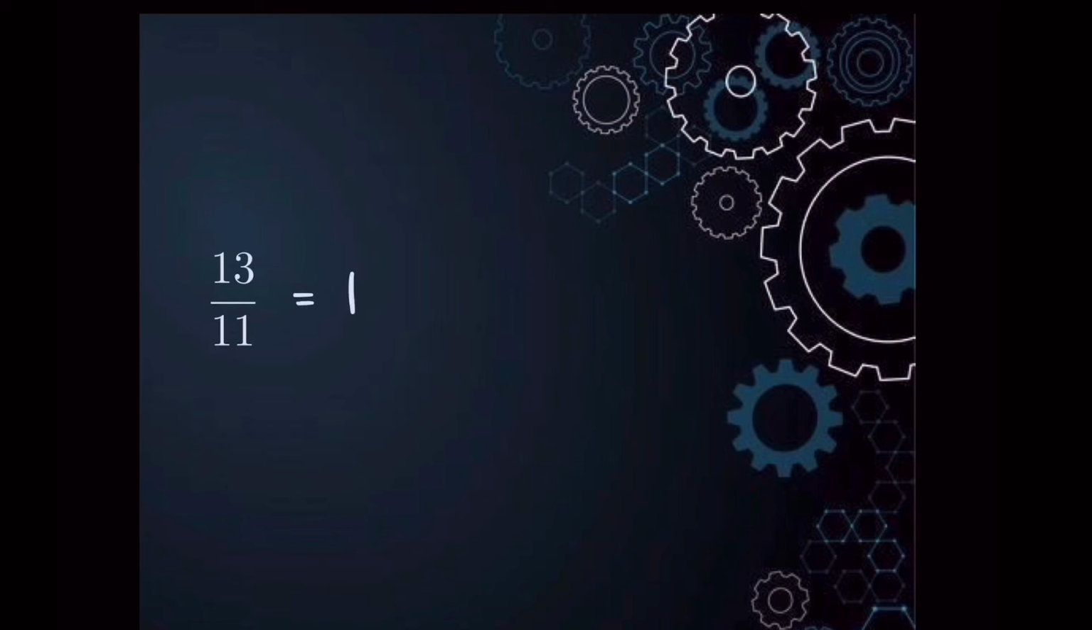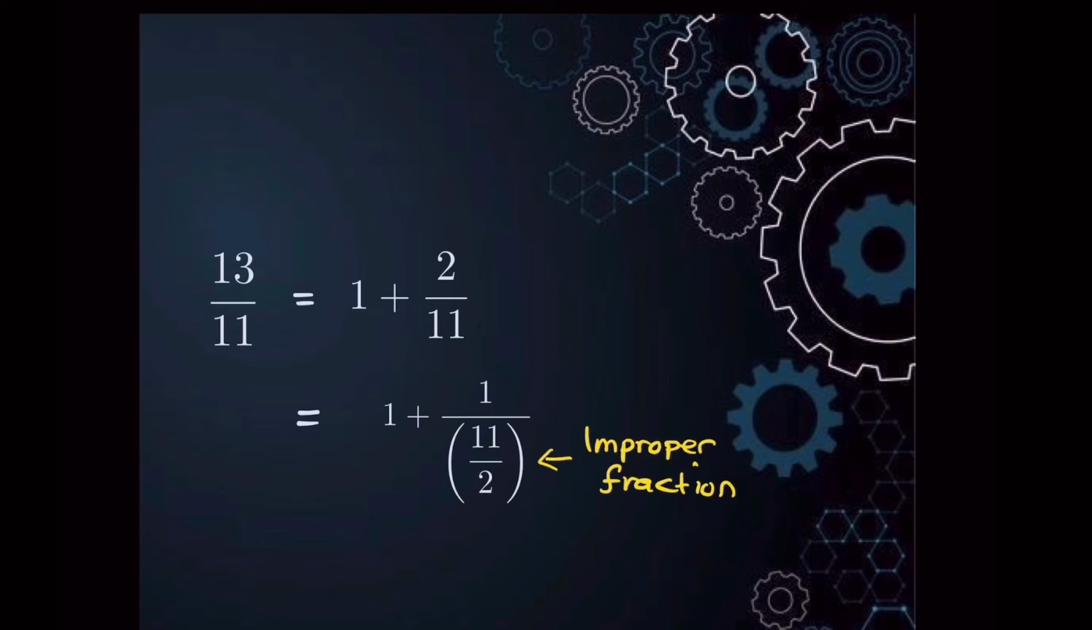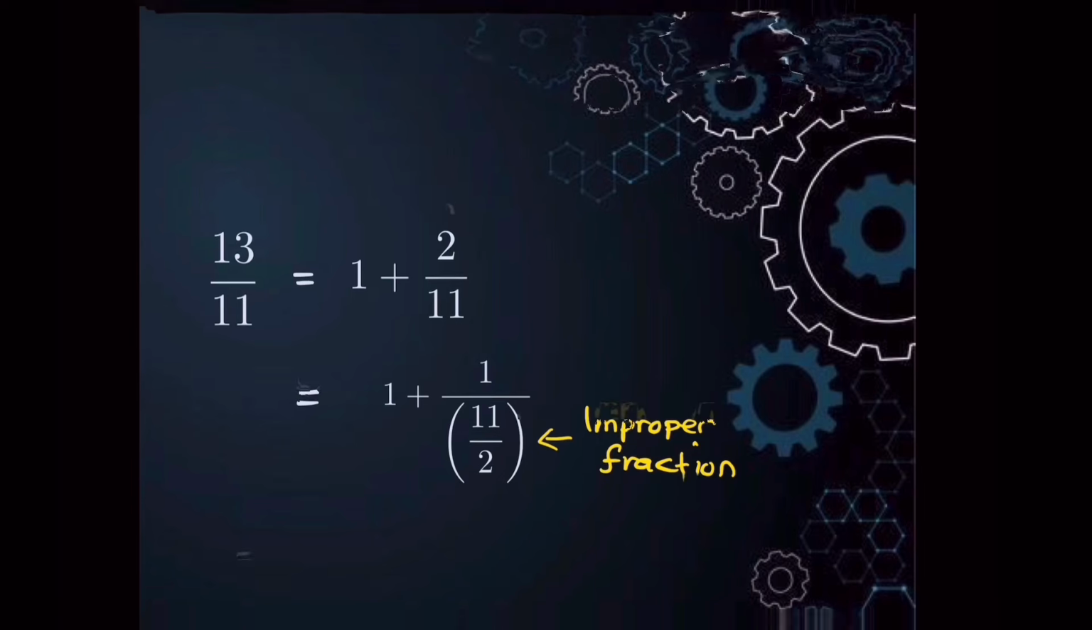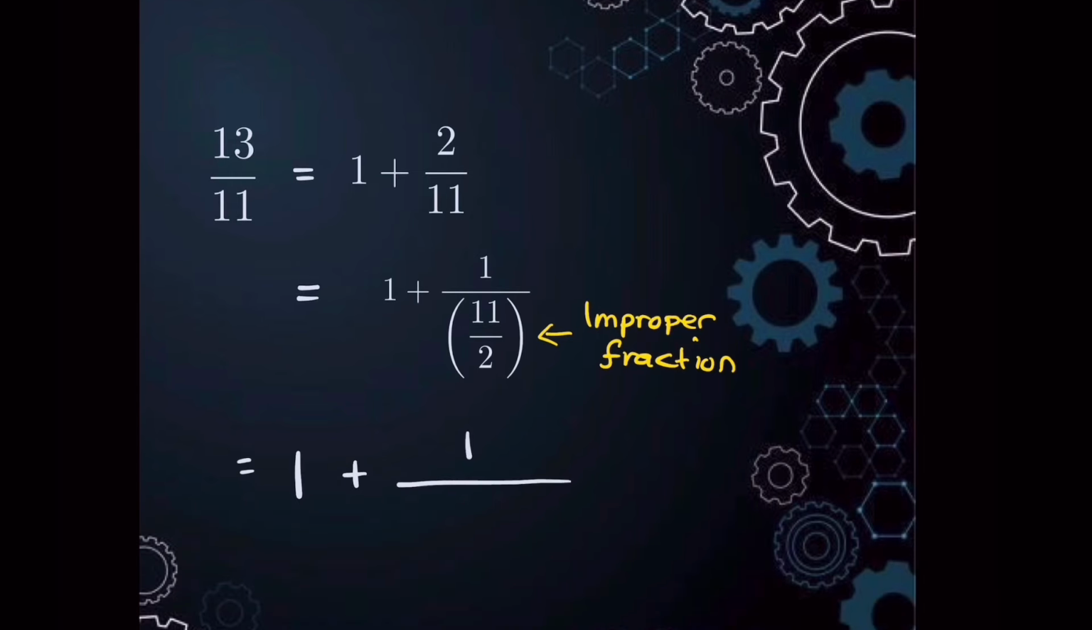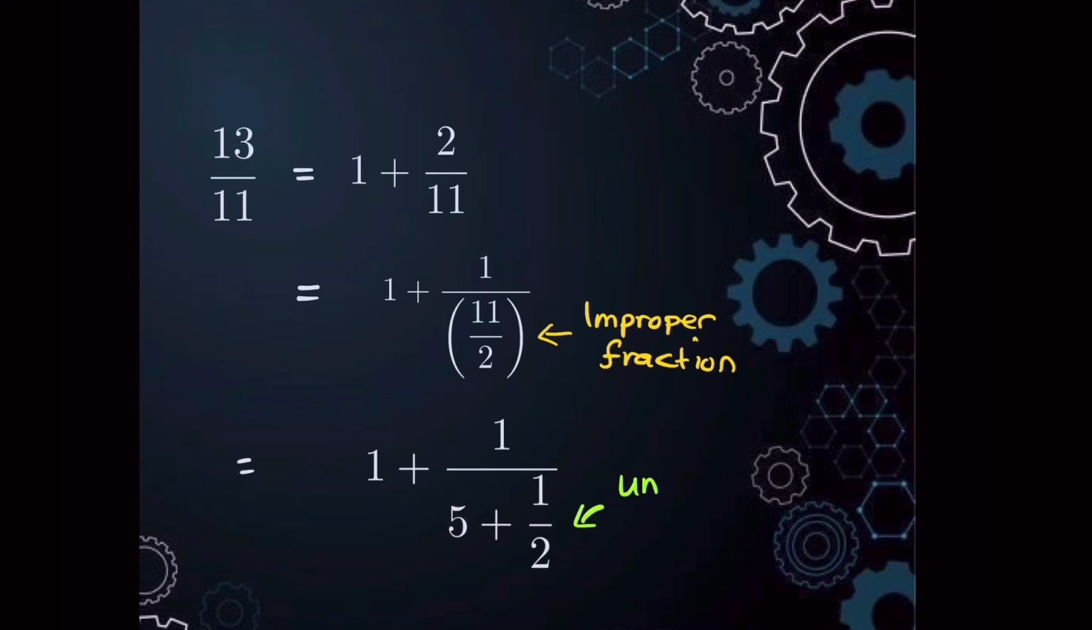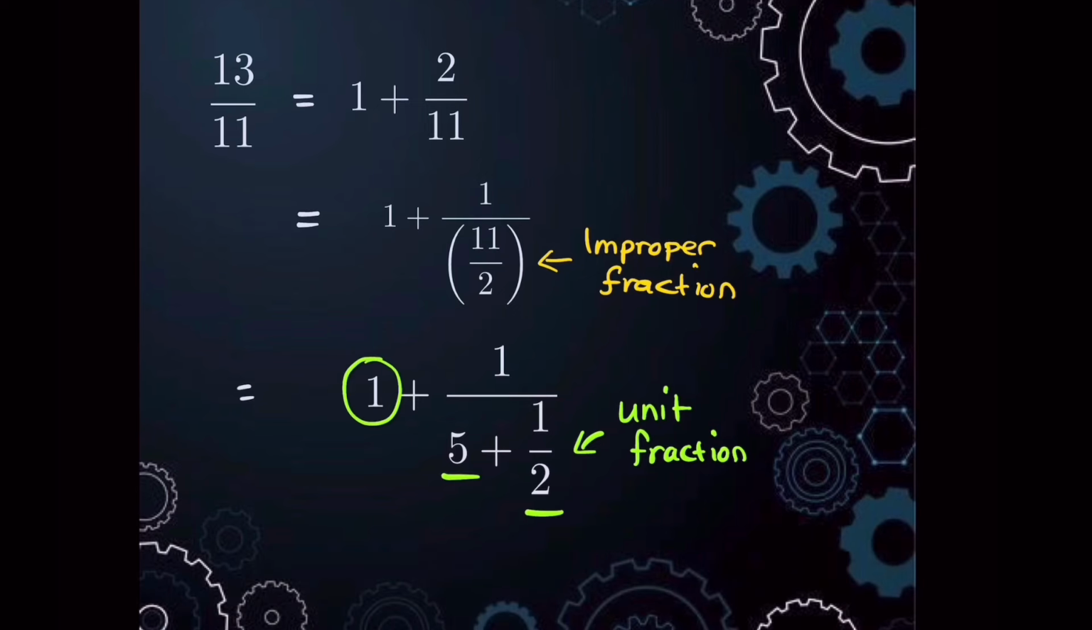Now how about 13 over 11, which can be expressed as 1 plus 2 elevenths? A trick we will employ today is the act of taking the reciprocal of a fraction like so. And when we take this improper fraction and express it as a whole number part plus a proper fraction part, we have now expressed this improper fraction with unit fractions. All the numerators are equal to 1. And that makes this a simple continued fraction with the following shorthand notation.